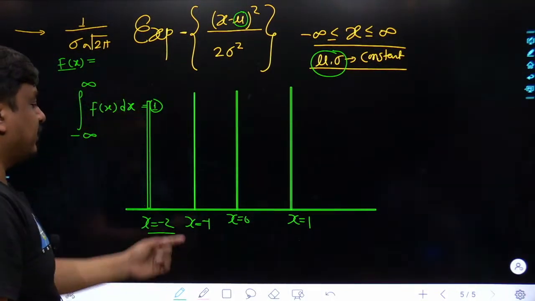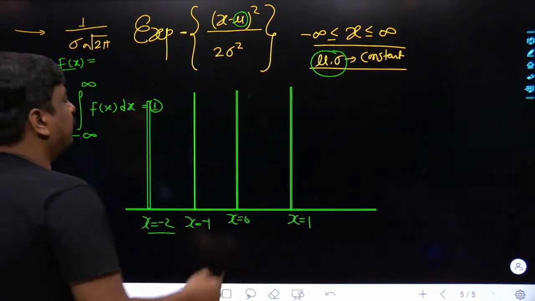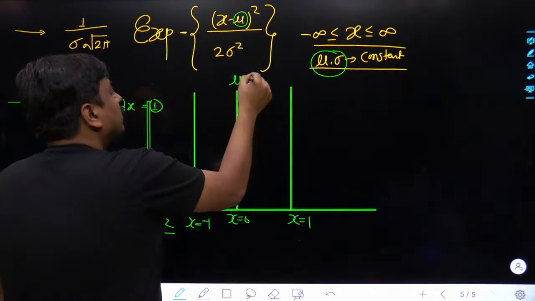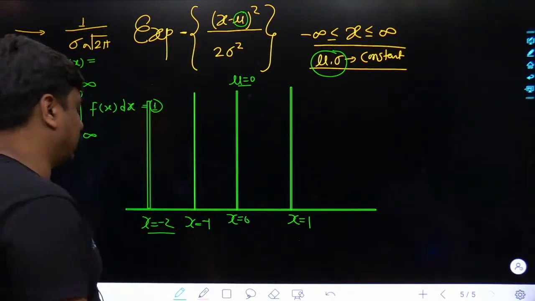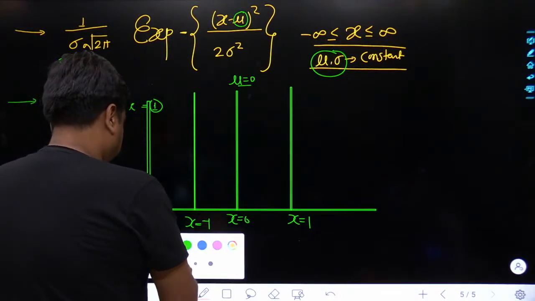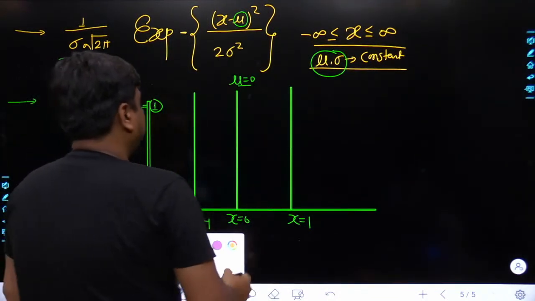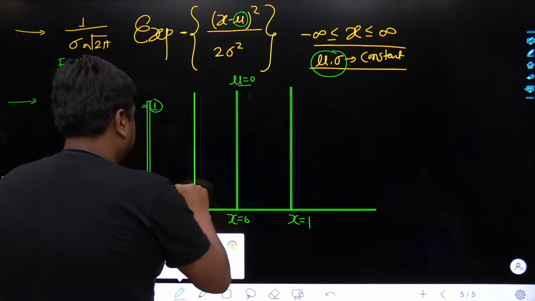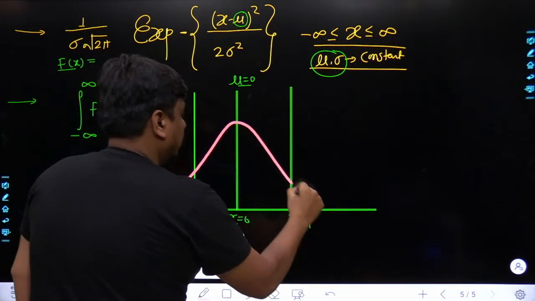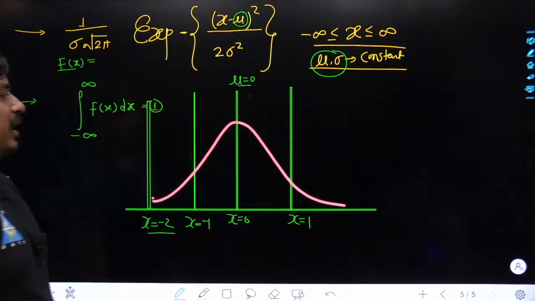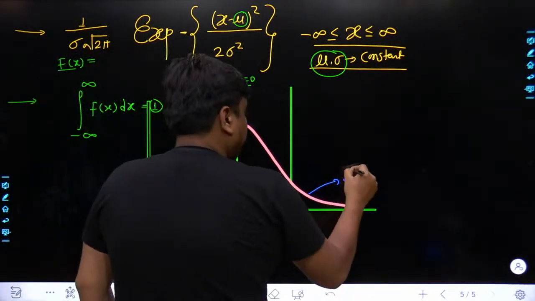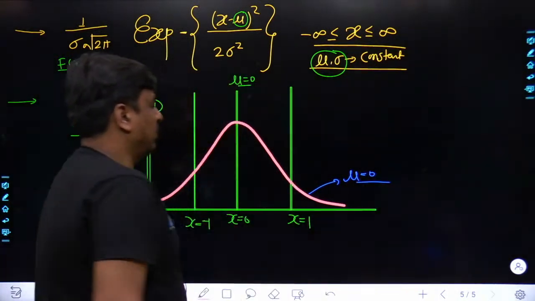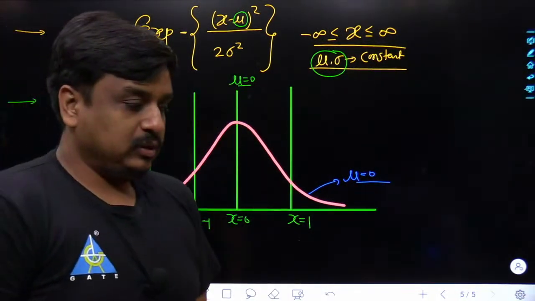So if I take mu equals 0, this curve would become exponent of minus x square divided by 2 sigma square. How would the curve look like? So obviously you should have a little bit of idea about it. I am not going into great detail. The curve would be like this, when the value of mu is equal to 0.